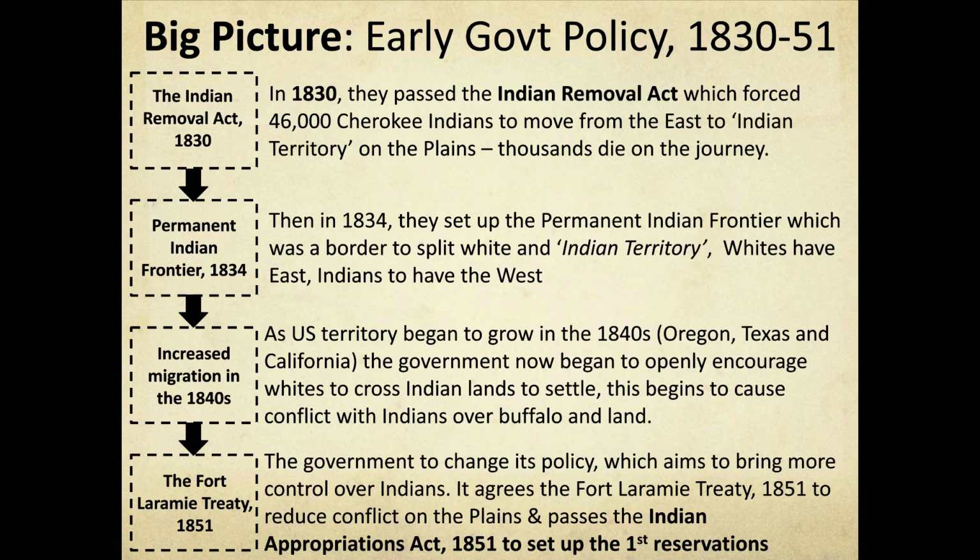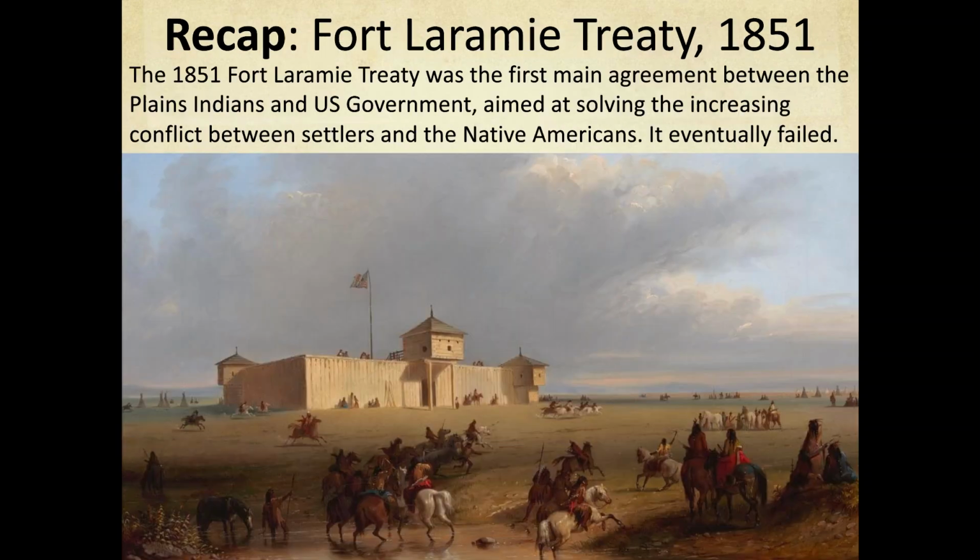Fort Laramie Treaty, 1851. The government changes its policy, which aims to bring more control over the Indians. It agrees the Fort Laramie Treaty, 1851, to reduce conflict on the plains and passes the Indian Appropriations Act to set up the first reservations. So what happens here is really important if you ever get given a question on the reservations. 1851, the first reservations are set up, simply moving the Indians away from the tracts and the areas that the white people want to go through. It's the start of things. These reservations would get smaller and smaller and there'd be more control.